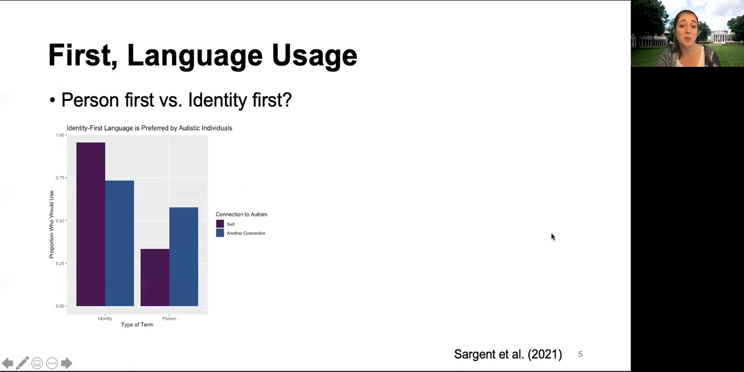So in one of the questions we asked, which of these terms, and gave them a whole bunch of options, which of these terms would you use to describe yourself, or if they weren't autistic themselves, to describe your family member or your friend, someone you know.